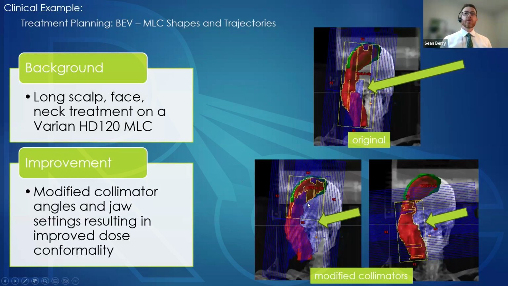So you can see they conform much better to the PTV. They block that area of the organs at risk that are far away. There is an increase in the plan complexity, so I don't think you typically want to use multiple different collimator angles for the same gantry angle. But in situations where you identify a major problem, it is a potential solution.